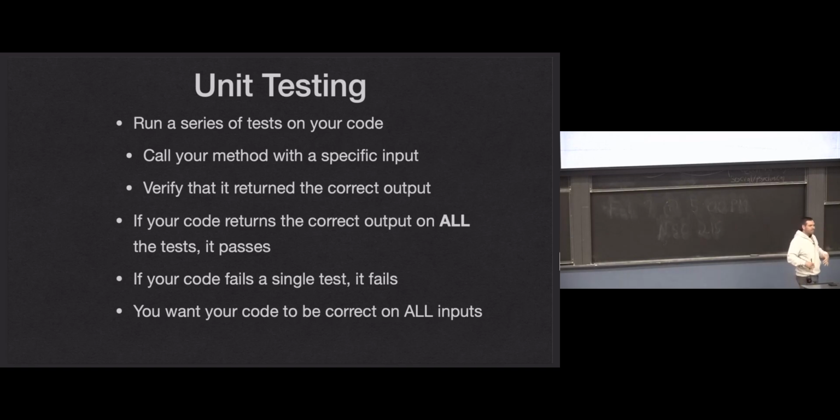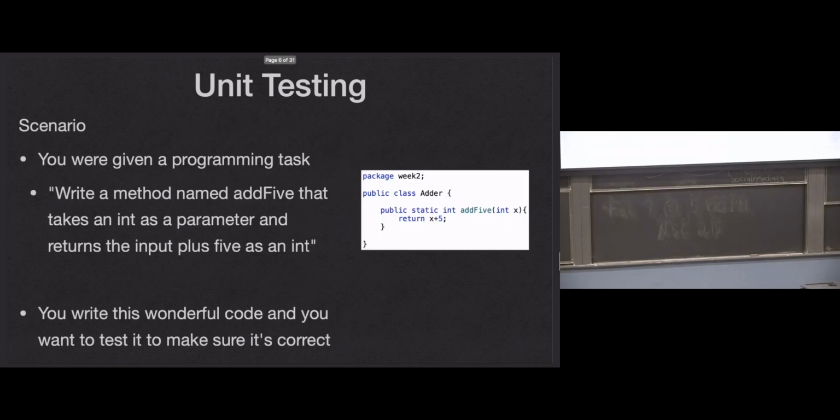So you write up a bunch of tests, and you write your code. If your code passes all your tests, you're good. If it doesn't, you fix the bugs. You patch the bugs, and you keep patching bugs until you pass every single test. That's the standard we want to hold ourselves to. We need to pass on all inputs. We want every single test to pass.